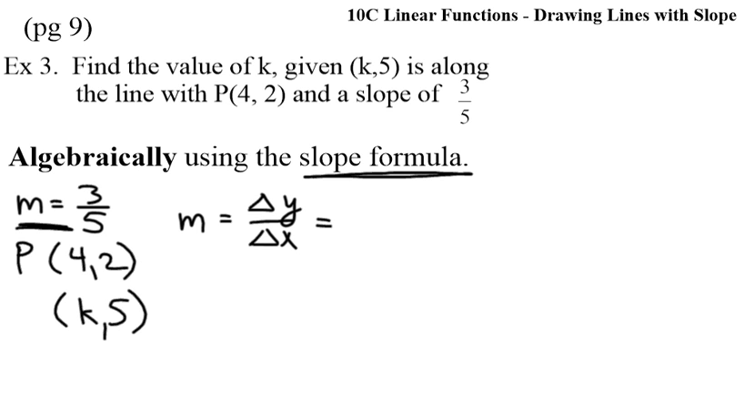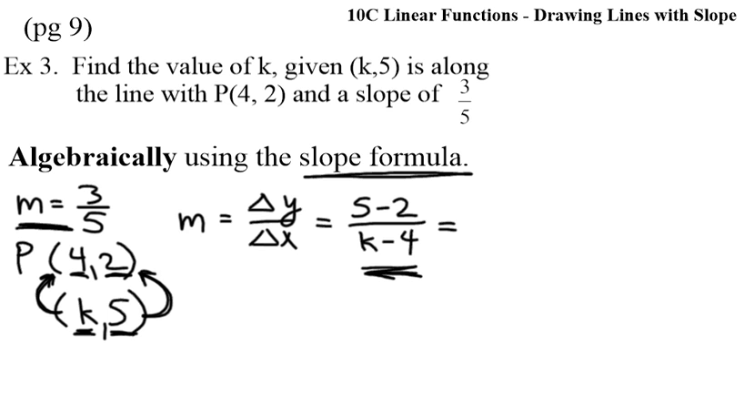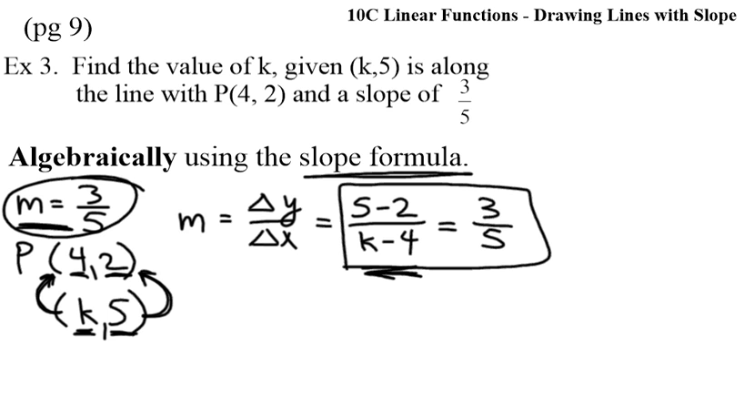So let's start with that. What's the change in my y's? Well, 5 minus 2. 5 minus 2 is the change in my y's. Well, it has to go over the change in my x's. If I'm going to go 5 minus 2, I have to have k minus 4. Because the 5 minus 2 would be over k minus 4. But what does this calculation give us? Well, we know the slope is 3 over 5. So there's the information we want to utilize.